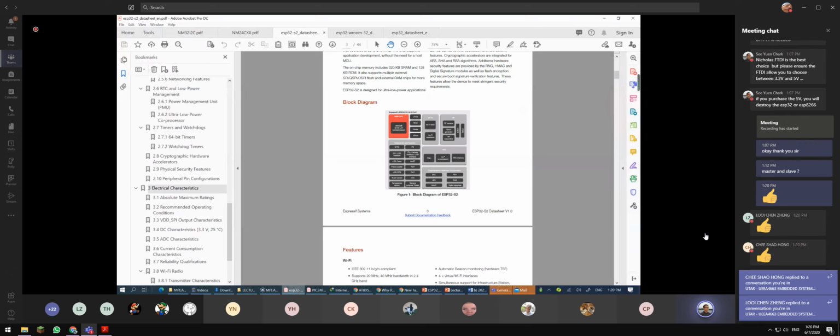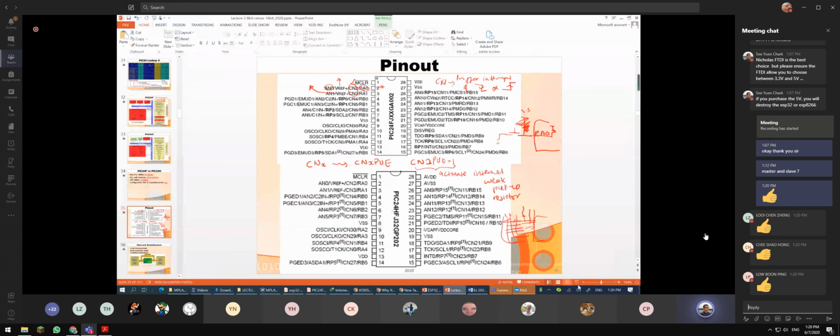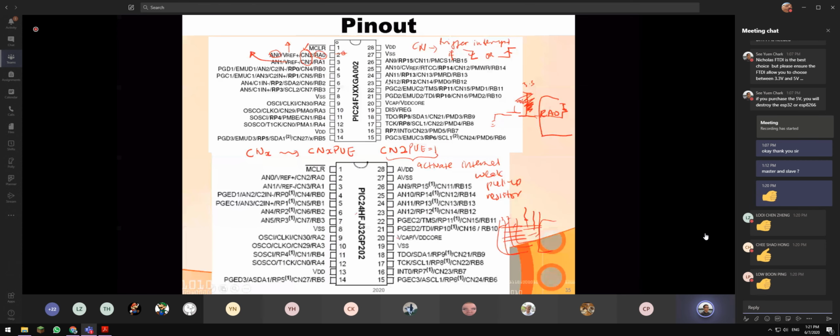So you come back to our lecture. It's quite interesting, the internal weak pull-up. Then we just move on. We have something called the V reference and V reference minus, also used in ADC. We will come to that later. PGD and PGC, all these things are for linking to your PICkit 2 or PICkit 3 or PICkit 4 for programming purposes.